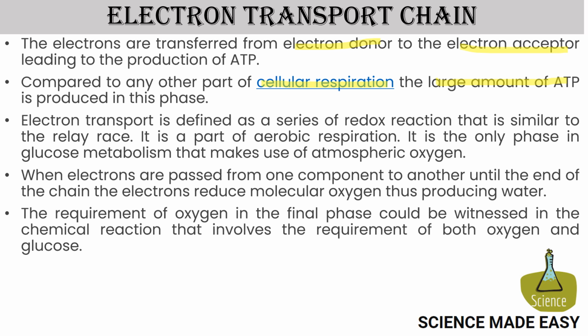One more important thing about the electron transport chain is that it is the only phase in glucose metabolism that makes use of atmospheric oxygen. And here the electrons are passed from one component to another until the end of the chain, and the electrons reduce the molecular oxygen into water molecules.